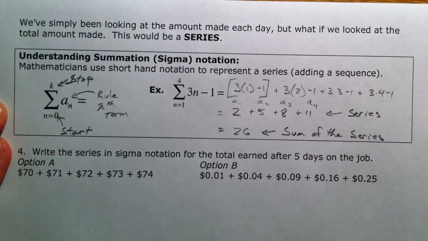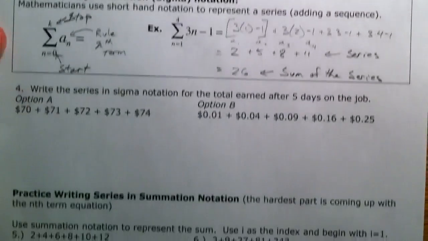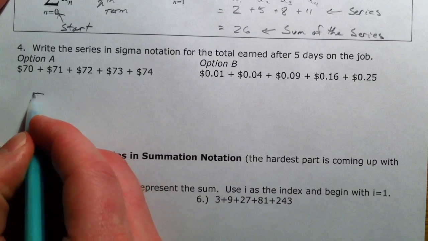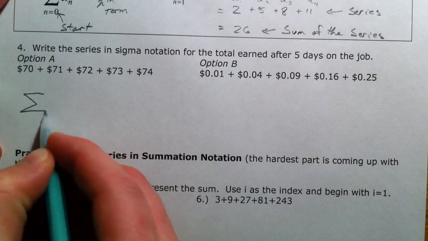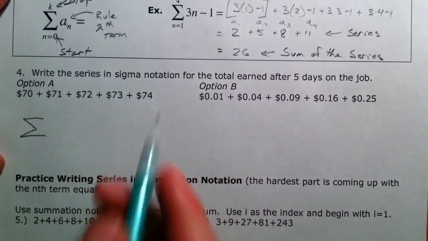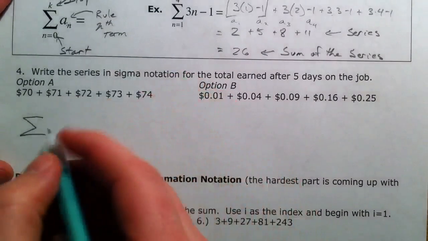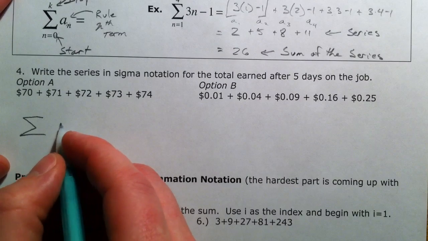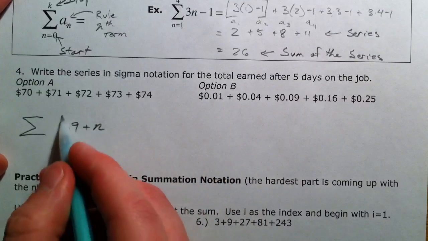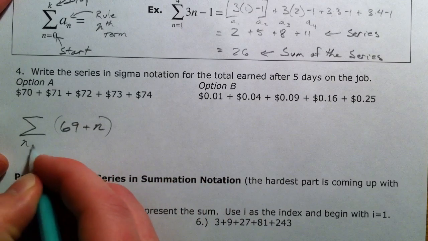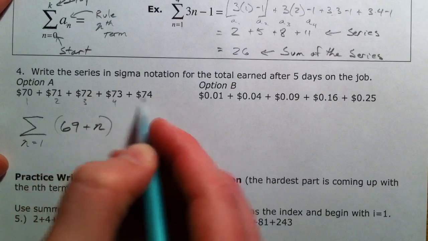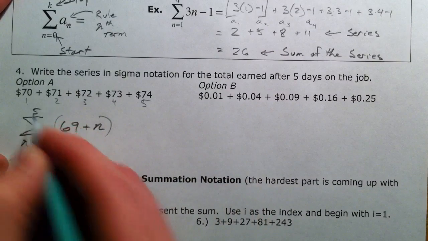So let's practice putting some of these in sigma notation. So we need right here. And notice how we used n equals and n equals up here. Now, because we were using n as a variable, and we said 69 plus n was our nth term equation here. Let's start at n equals 1 and go to, this is the first, second, third, fourth, fifth term, so we're going to go through 5 and stop at 5.